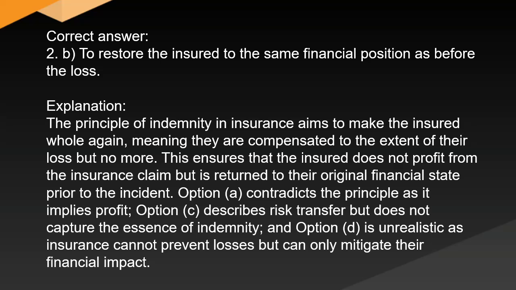Explanation. The principle of indemnity in insurance aims to make the insured whole again, meaning they are compensated to the extent of their loss but no more. This ensures that the insured does not profit from the insurance claim but is returned to their original financial state prior to the incident. Option A contradicts the principle as it implies profit. Option C describes risk transfer but does not capture the essence of indemnity. And Option D is unrealistic as insurance cannot prevent losses but can only mitigate their financial impact.